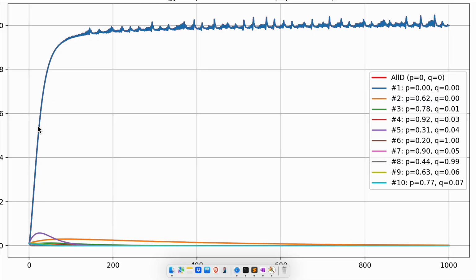Here you see which strategy, at the end of the day, has its frequency become 1, that is p equal to 1 and q equal to 0. That means it is the ALLD strategy. So if an ALLD-type strategy is present in the population, my replicator dynamics will show that in the long run the whole population will become ALLD.